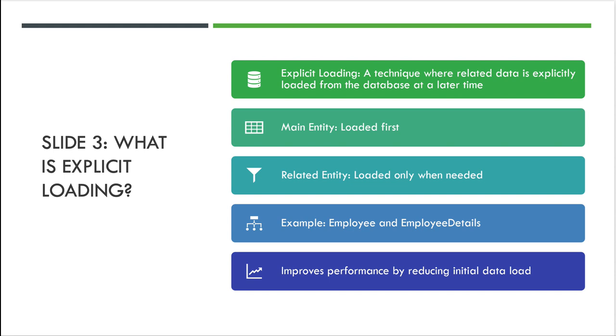So for example, imagine that we have the employee entity as the main entity and the employee details as the related entity. We can also call it the dependency entity. With explicit loading, we load the employee data first, and only when needed, load the employee details separately. So this method improves the performance by reducing the initial data load.